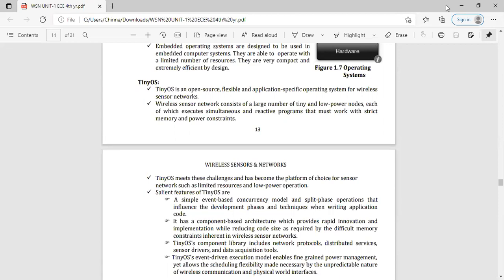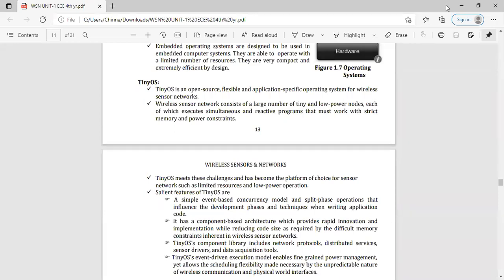Small sensor nodes are there in wireless sensor networks. Each of them will be executed simultaneously and reactively, programs that must work with strict memory and power constraints. Whatever small sensors are there, they will be stimulated at a time, simultaneously, reactive to the program, and they depend on memory and power constraints.